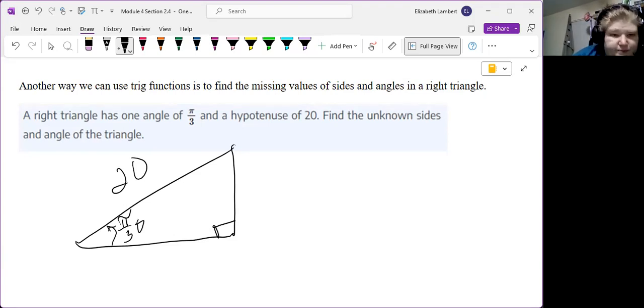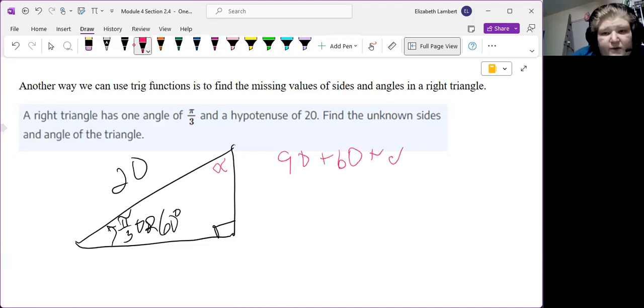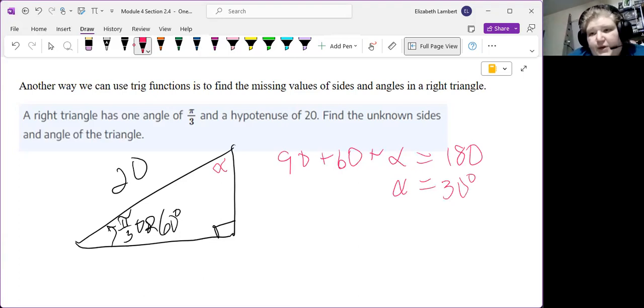Or 60 degrees. So if we have 90 and 60 already, we'll just go ahead and label this alpha. So 90 plus 60 plus alpha must be 180. So that's 150. 180 minus 150, alpha is 30 degrees. And then 30 degrees is not pi over 3, it's pi over 6.